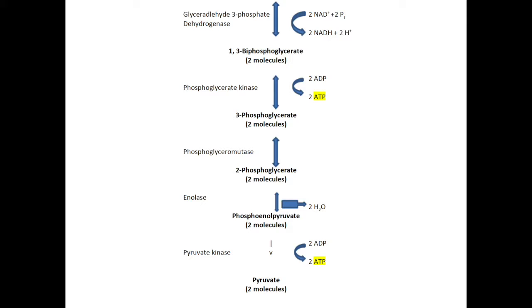The next step involves a simple rearrangement of the position of the phosphate group on a 3-phosphoglycerate molecule, making it 2-phosphoglycerate. The enzyme responsible for catalyzing this reaction is called phosphoglycerate mutase.